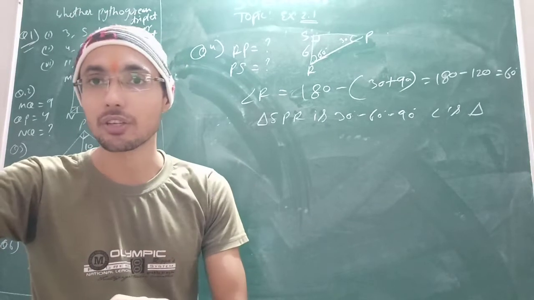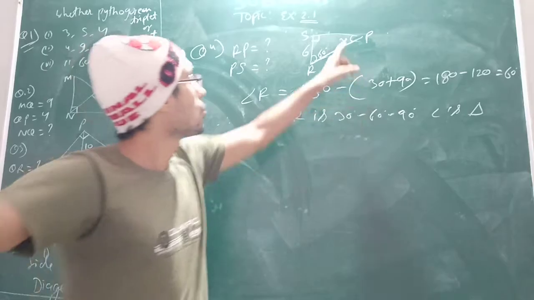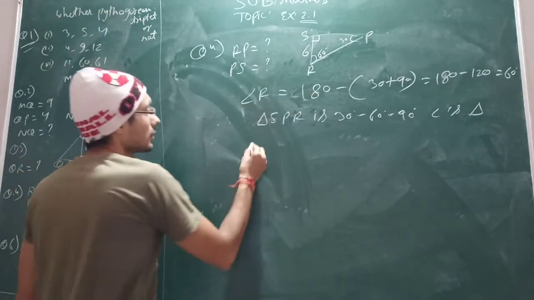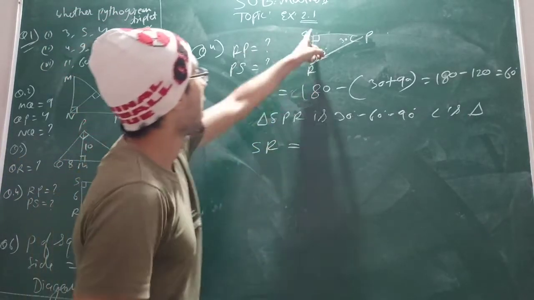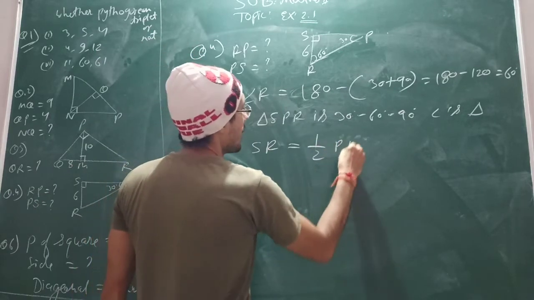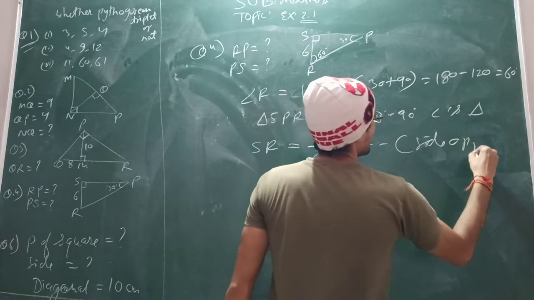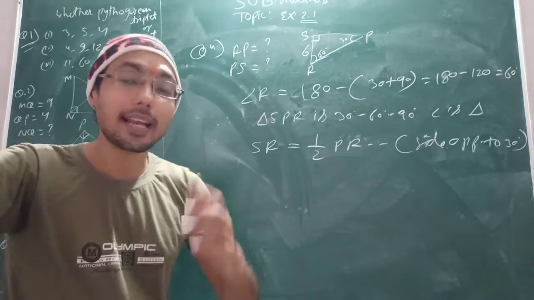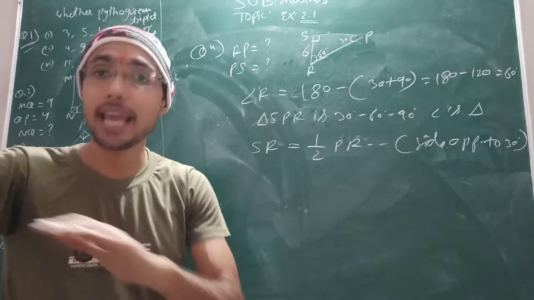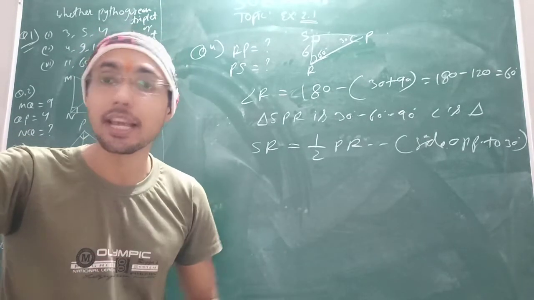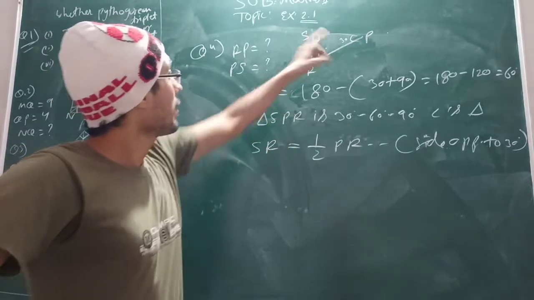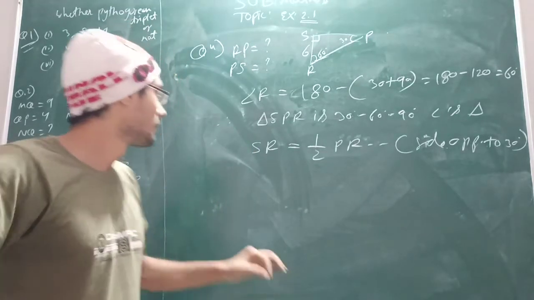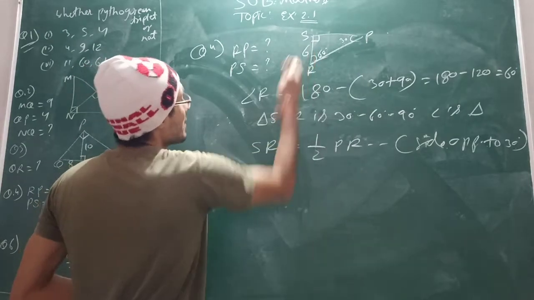Now which one do we have to find out first? Which one should we apply first? The side opposite to 30 degree is given. So first of all we have to apply this one: SR is equal to half of PR, the side opposite to 30 degree. If the length of the hypotenuse is given, then you can apply any formula, side opposite to 30 degree or 60 degree, any one of them. But if the side opposite to 30 degree is given, then you have to apply that one first. Now see why? Because SR is given, 6.